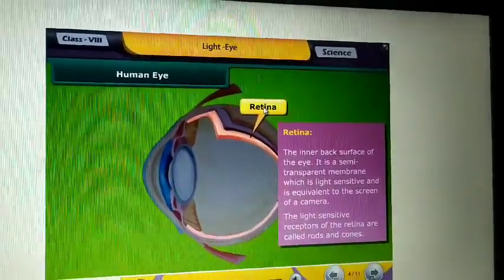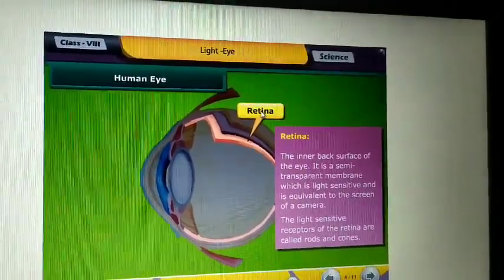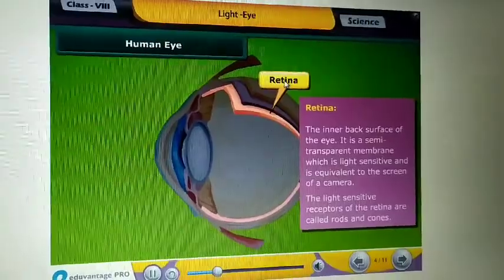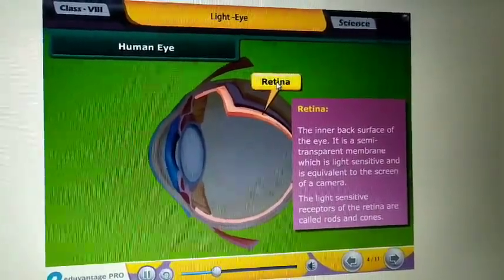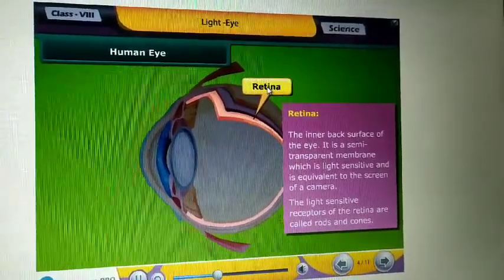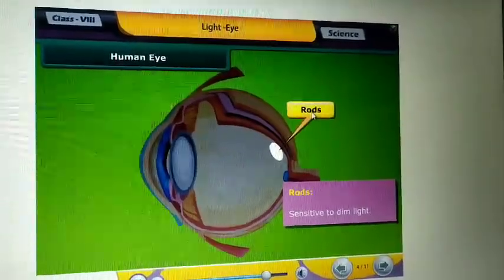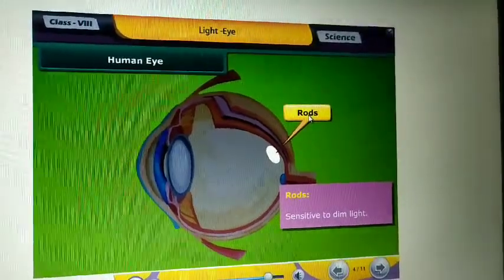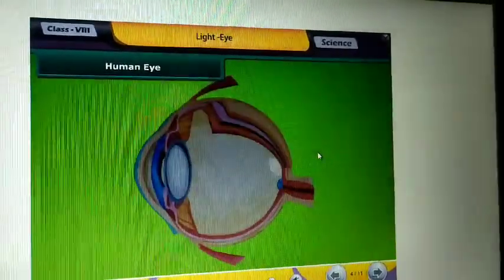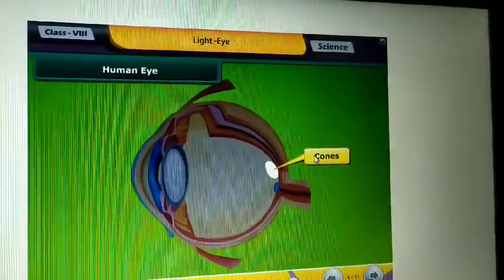Retina. Retina is a light-sensitive tissue that lines the back of the eye. It is a semi-transparent membrane and is equivalent to the screen of a camera. The eye lens forms an inverted and real image of the object on the retina. The light-sensitive receptors of the retina are called rods and cones. Rods. Rods function mainly in dim light and provide black and white vision. Cones. Cones support daytime vision and the perception of color.